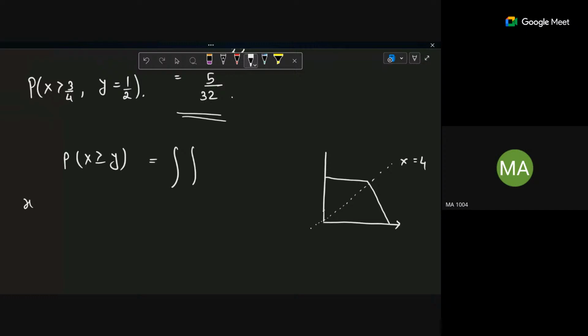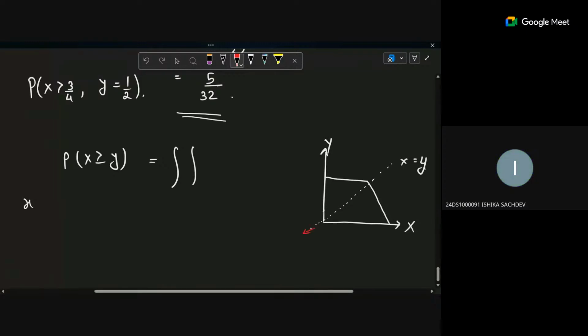So in this particular graph, can you tell me which part is your x greater than or equal to y part? This is your graph. This is the x equal to y line. Which one is the region for which x is greater than or equal to y? Ma'am, the upper one or lower one? Lower one. How do you check this?